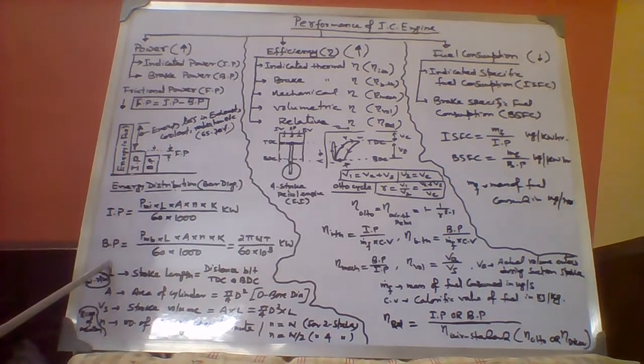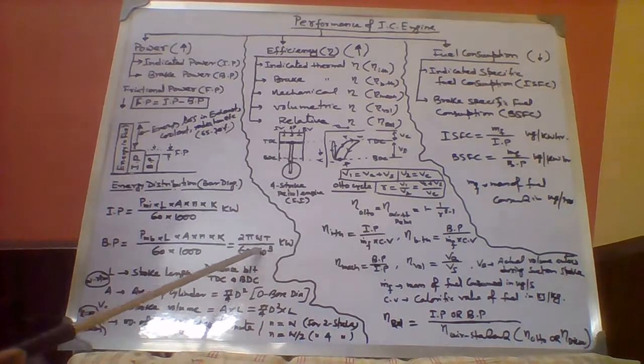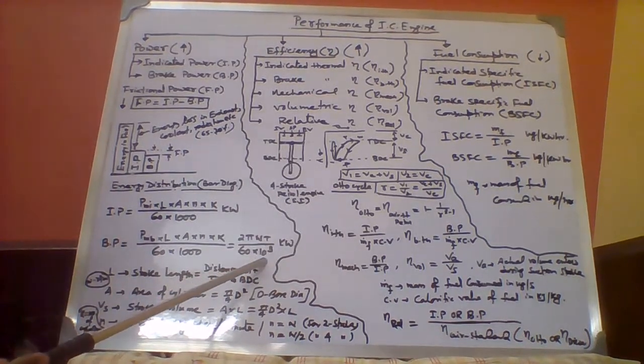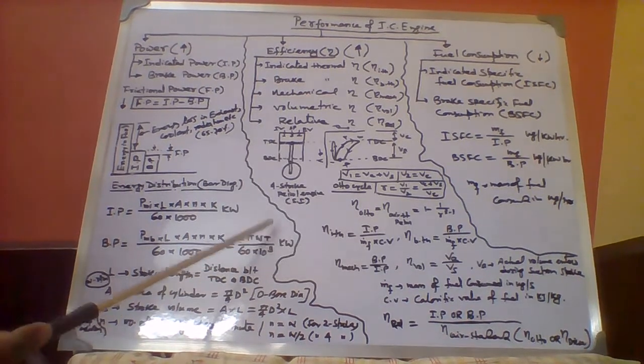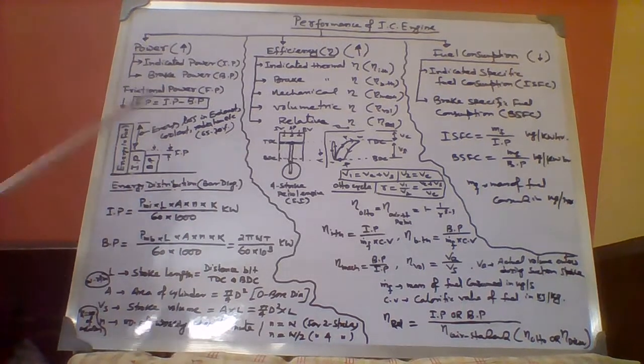Similarly, we can calculate BP by this formula, or by the use of a rope brake dynamometer. We can also calculate the BP in the form of 2 pi N T by 60 into 10 cube, where this capital T is indicating the torque in Newton meter. So that is all from power.